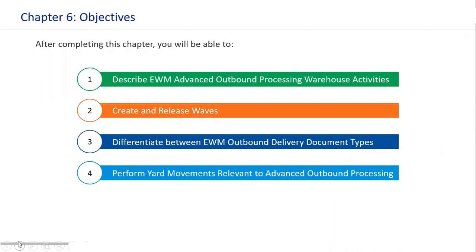So this chapter will describe EWM advanced outbound processing for warehouse activities, create and release waves, differentiate between EWM outbound delivery document types, and perform yard movements relevant to advanced outbound processing. I will say as well, probably more for me and you, Neil, in terms of updating the deck, but the factory clearance design solution is still not complete. That will be the main one in terms of EWM that our super users are going to be interested in, in terms of how the factory clearance works. So we'll add those slides as and when.